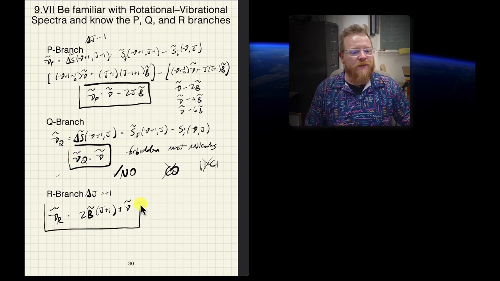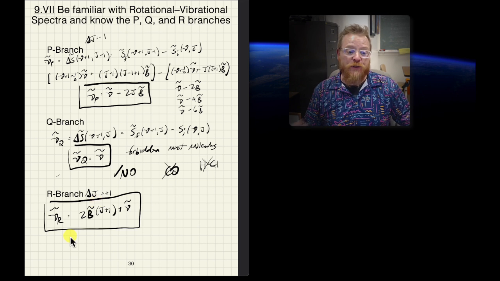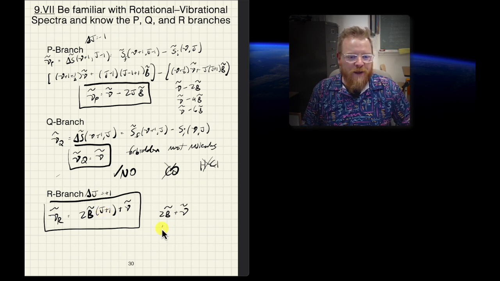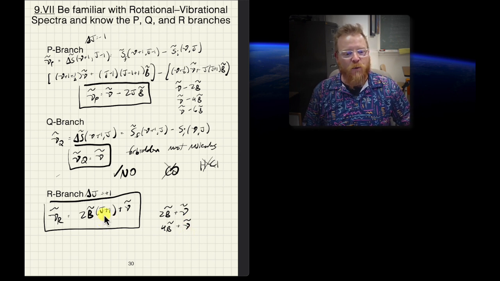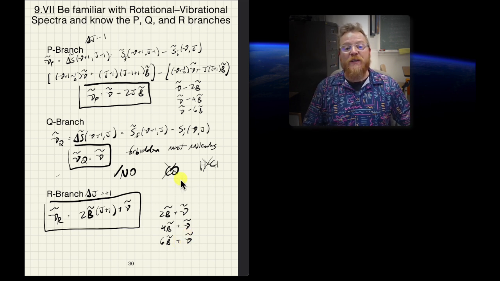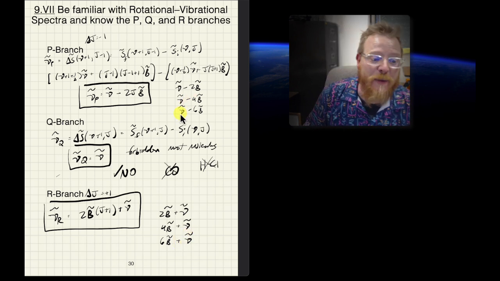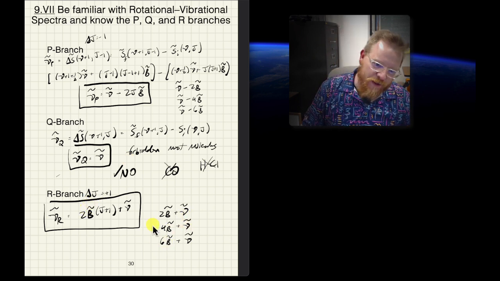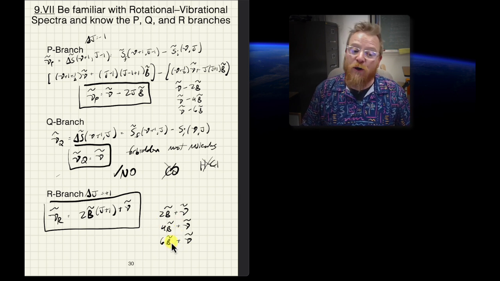So let's box those off. So here is this one. Now with the R branch, the first J value is J equals 0. So we will see a series of lines that look like the following. 2 times B plus nu tilde for J equals 0. For J equals 1, that's going to be 4 times B plus nu tilde. For J equals 2, that's going to be 6 times B plus nu tilde. So we see the exact same pattern of 2B spacings, but now with the R branch, they're going plus the wave number, so these are going out to larger wave number values.